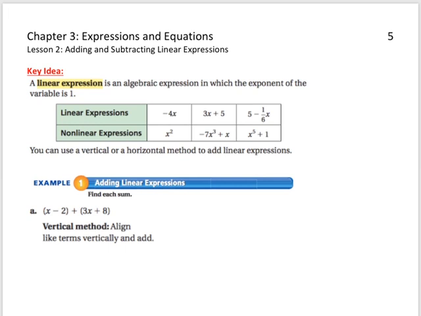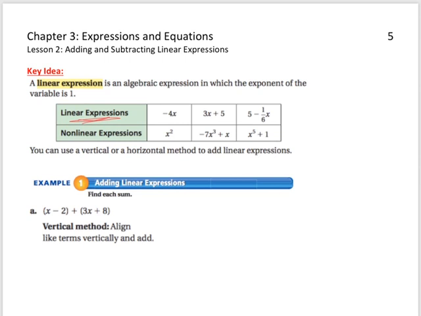So a linear expression is an algebraic expression in which the exponent of the variable is 1. And so remember, we talked about exponents before, and if you notice all of these examples for the linear expressions, you'll notice that all of the variables, there's just 1. There's no exponent to it. So if you see -4x, 3x, 1/6 x, there is no exponent.